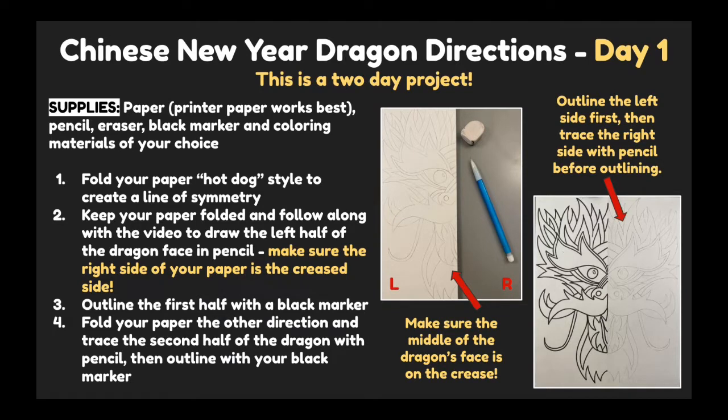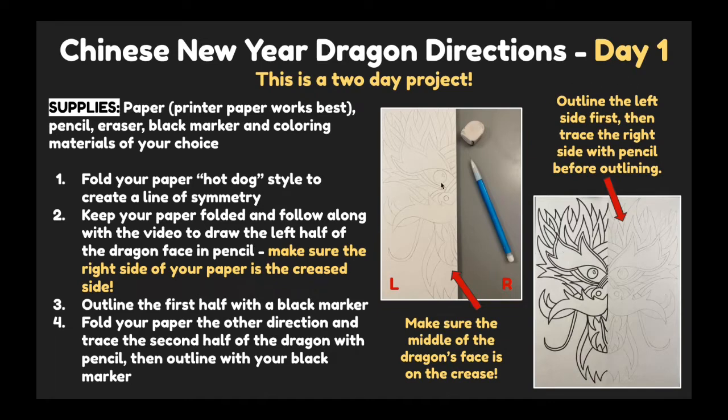First, we'll start by folding our paper hot dog style to create a line of symmetry. Next, keep your paper folded and follow along with the video to draw the left half of the dragon's face with pencil. Make sure the right side of your paper is the creased side or the folded side. After, outline the first half you drew with a black marker. Then fold your paper the other direction and trace the second half of the dragon face with pencil. Then outline that half with the black marker.